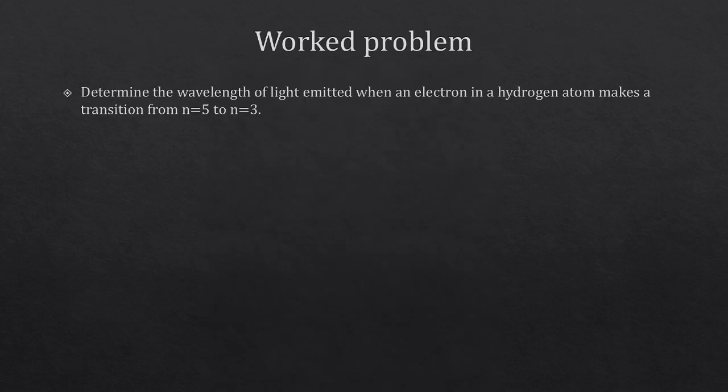So let's work an example of this. What does this actually look like? How do I solve a problem like this? We're going to determine the wavelength of light emitted when an electron in a hydrogen atom makes a transition from n equals 5 to n equals 3. So we have 1 over wavelength equals, I'll just write out the equation first. The Rydberg's constant, 1 over nf squared minus 1 over ni squared.